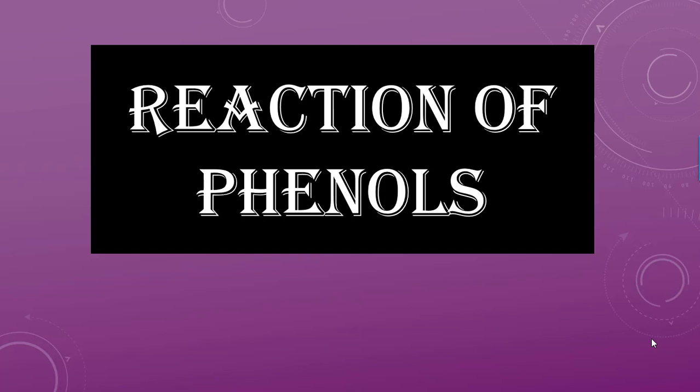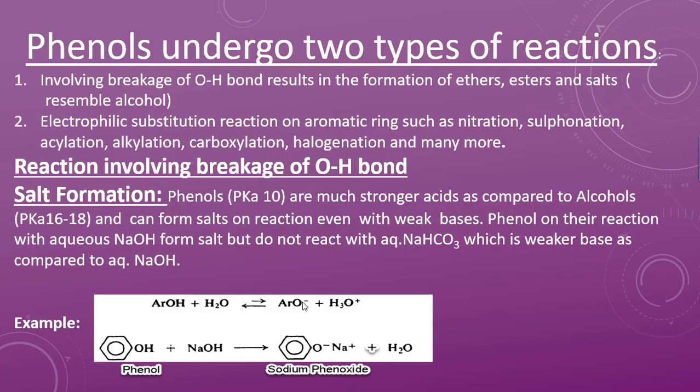Phenol is a class of organic compound in which a hydroxy group is attached to the aromatic ring. So they will show the reactions of both the alcoholic group and the aromatic structure. It is mentioned here that phenols undergo two types of reaction involving breakage of the O–H bond, which results in the formation of ethers, esters, and salts.